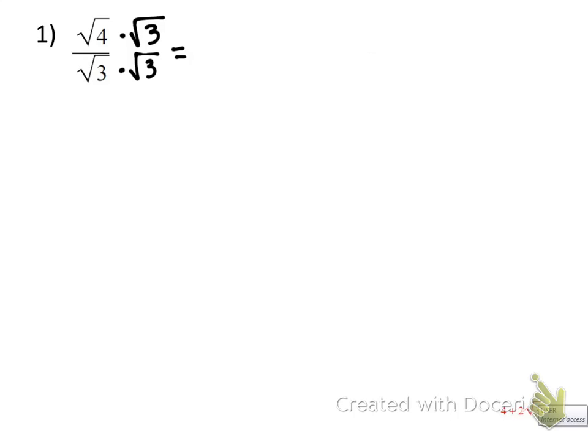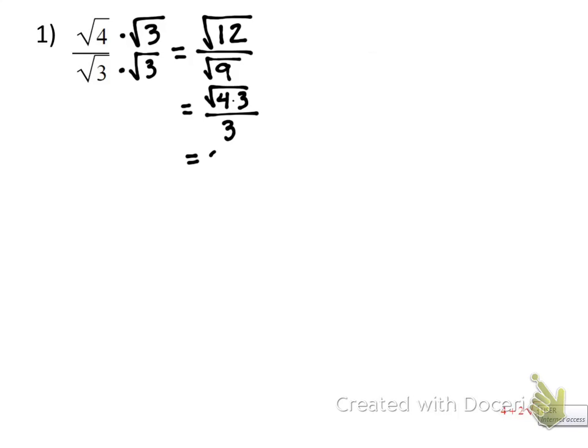So, numerator first. Since these are both square root signs, the square root of 4 and square root of 3, we can multiply them. So 4 times 3 is 12, and then we keep that in the square root. The denominator, square root of 3 times square root of 3, is square root of 3 times 3, which is square root of 9. Then we simplify. The numerator is like saying square root of 4 times 3, and the denominator is just 3, right? The numerator, again, I could simplify.